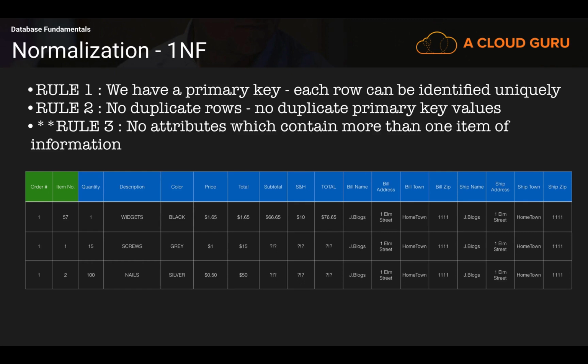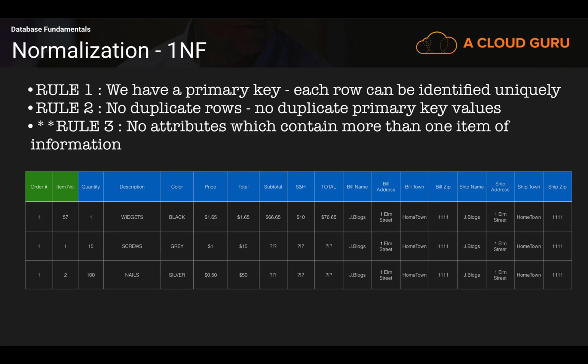It means there are no duplicate rows, and that each row is identifiable in the table by the primary key. In this case, the primary key is a composite of order number and item number, and each attribute contains a single atomic value.